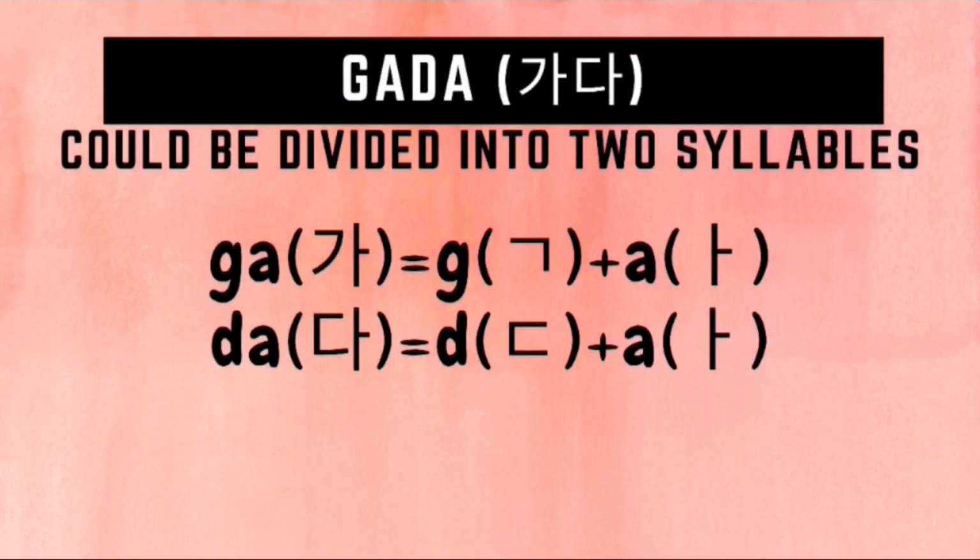How do we write gada in Hangul? This is composed of two syllables. For the first syllable ga, we need to draw first a giok character followed by an a character. And for the second syllable da, we need to draw a dikot character followed by an a character.